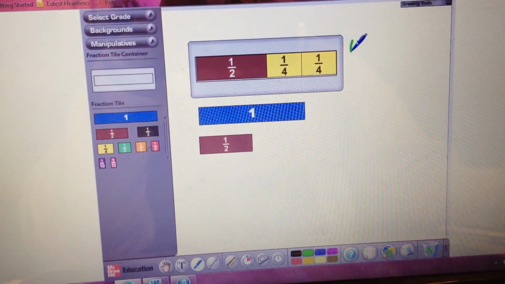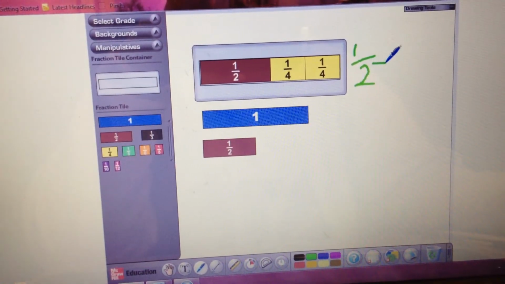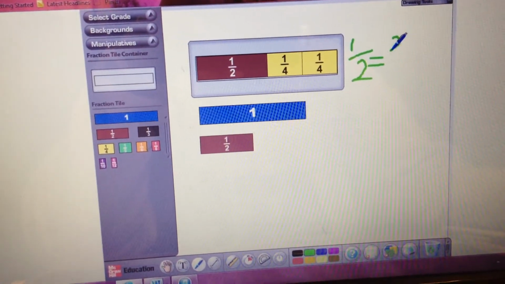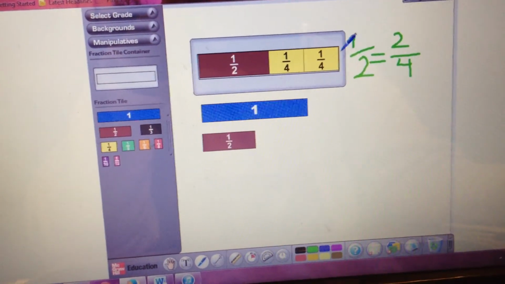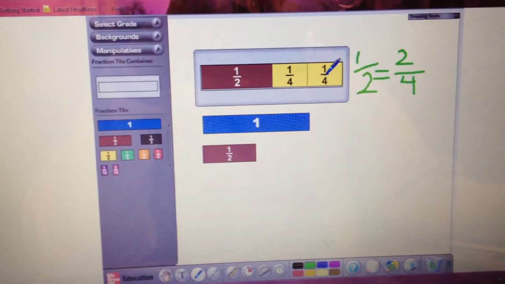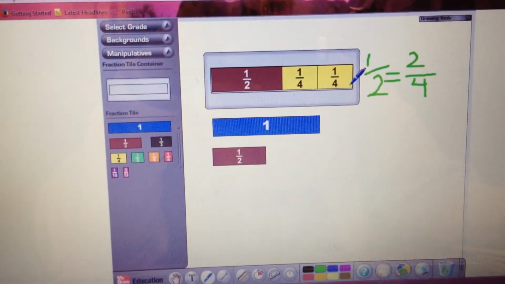So I'm going to write 1/2 equals 2/4. So these are our two fractions. Because they equal the same amount of space, they are equivalent fractions.